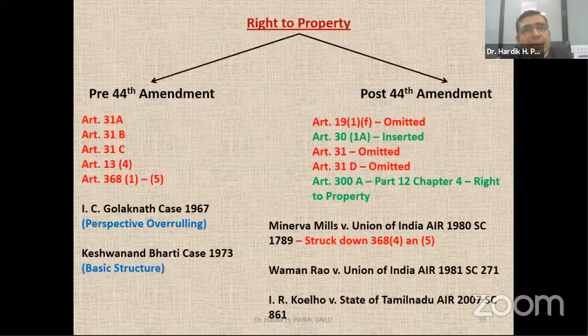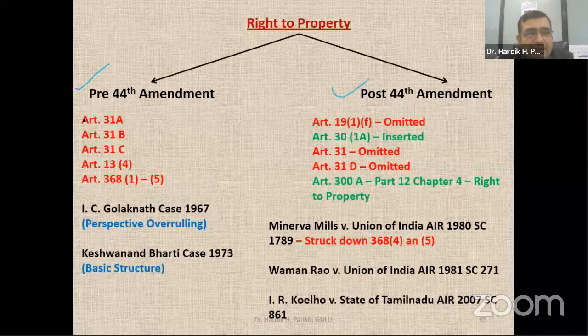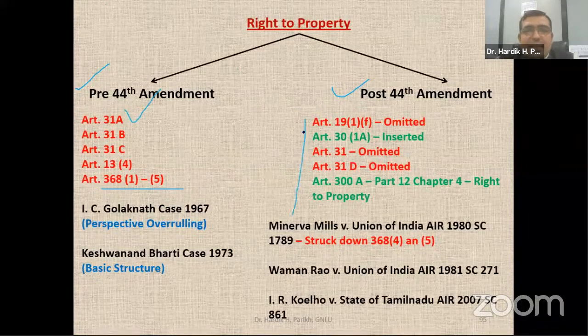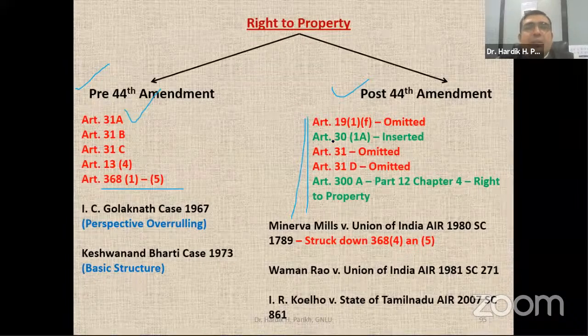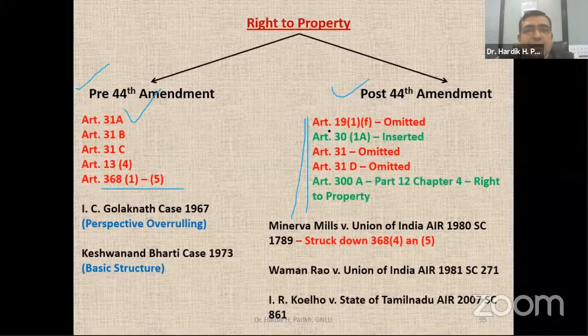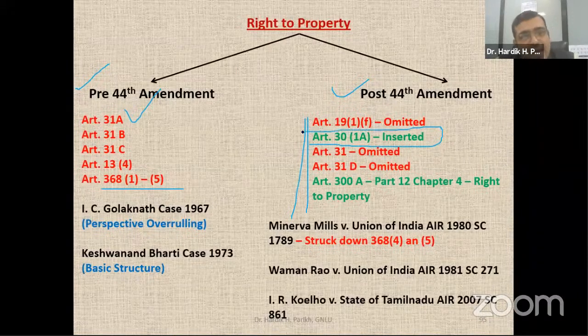So the right to property can always be studied in light of the pre-44th Amendment and post-44th Amendment position, Articles 31A, B, C, 13(4) and 368 clauses 1 to 5. This is the development of the pre-44th Amendment. After the 44th Amendment, this has happened. So 19(1)(f) omitted, 31A inserted. You must be knowing what is 31A. This is the right of a minority educational institution to get compensation as per the market value.